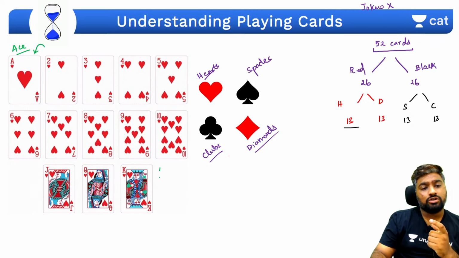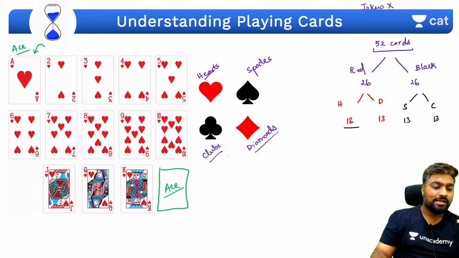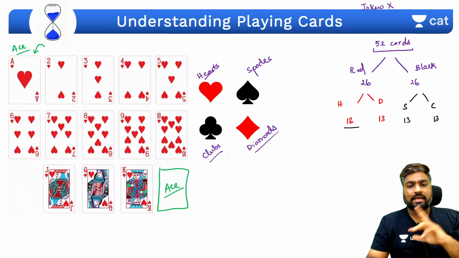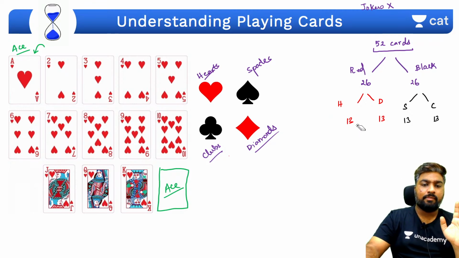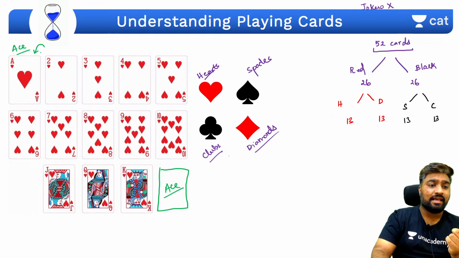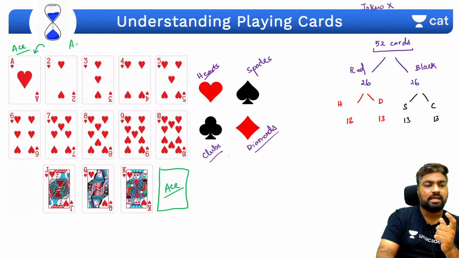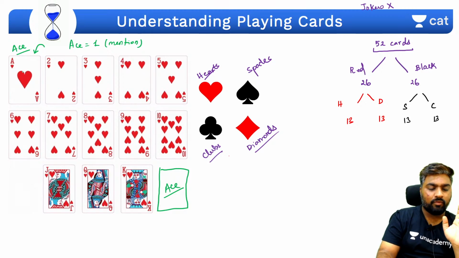Sometimes ace is also the largest card. Are you understanding this? So ace's position changes depending upon the game. If they want you to assume ace to be 1, then they will mention it in the question. Otherwise, you can keep it open.